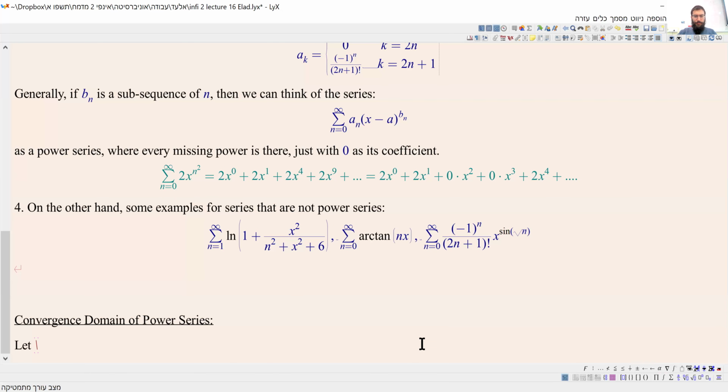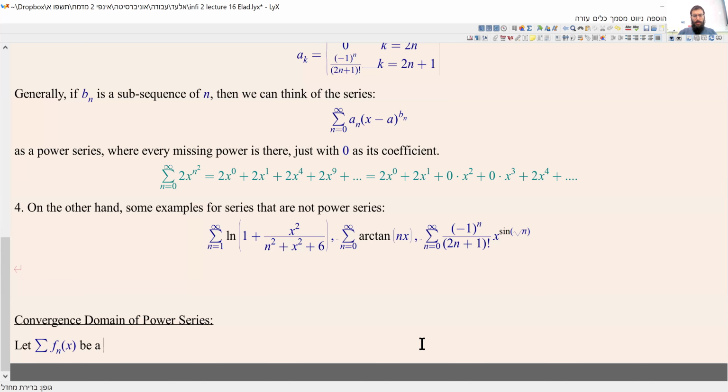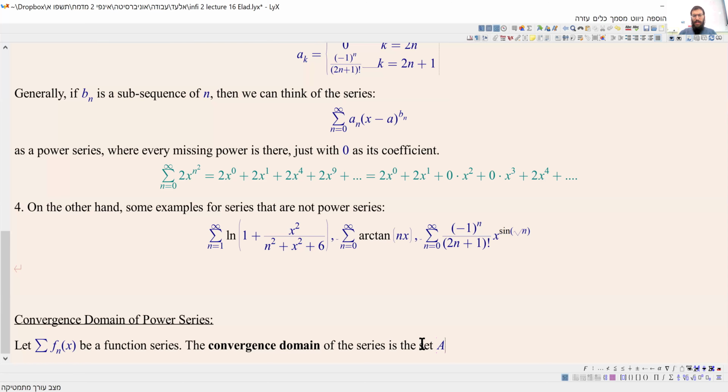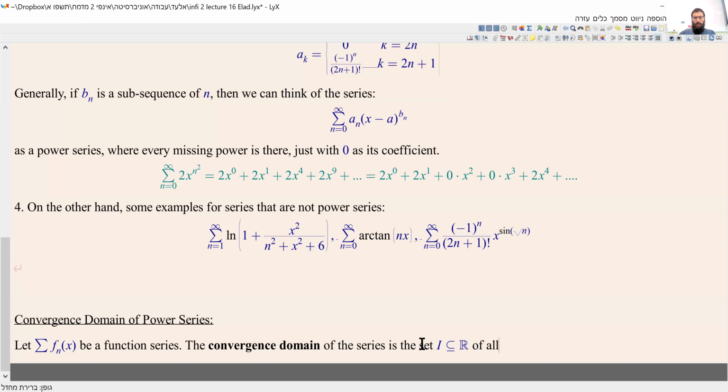Let sum f_n(x) be a function series. The convergence domain of the series is the set, let's call it I, I in R, of all x's in which the series converges.